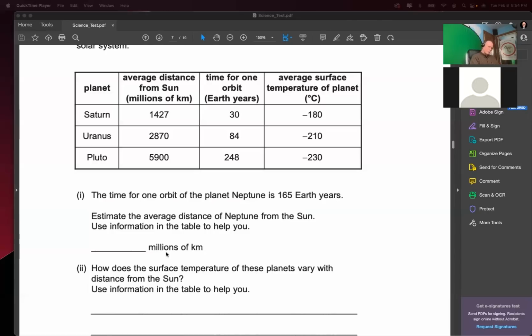So I think about something like 4444. Four digits, all 4s. Is that million? Yeah, so I guess 4444 millions of kilometers. Okay, and how did you come to that?